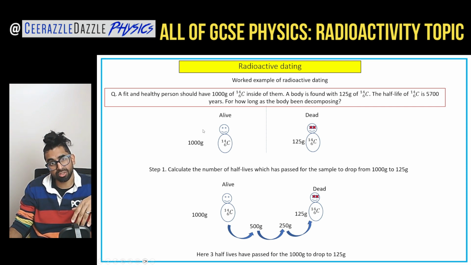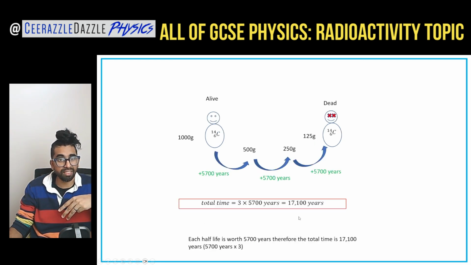So we've got 1,000 grams over here when you're alive, but the body that you found has only got 125. First of all, you know you should have 1,000, but you've got 125. Work out how many half-lives have passed. So look, it's going from first half-life, second half-life, third half-life over there. So 3 half-lives have passed to go from 1,000 to 125. And then from there, you know each half-life is worth 5,700 years. Therefore, it's just going to be 3 times that. There we go, so 17,100 years.